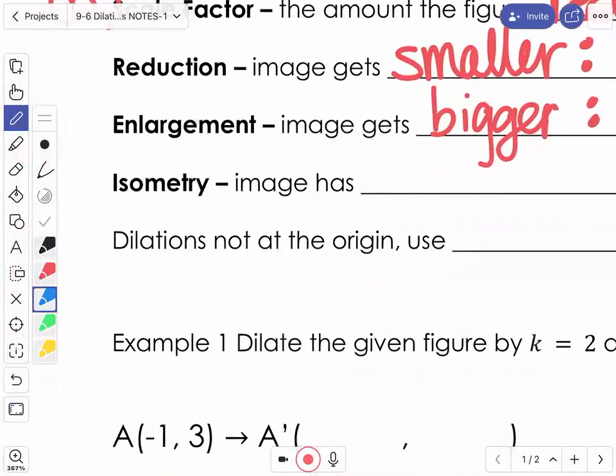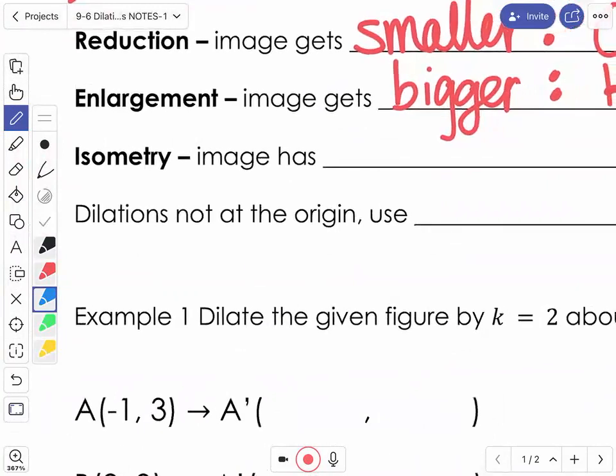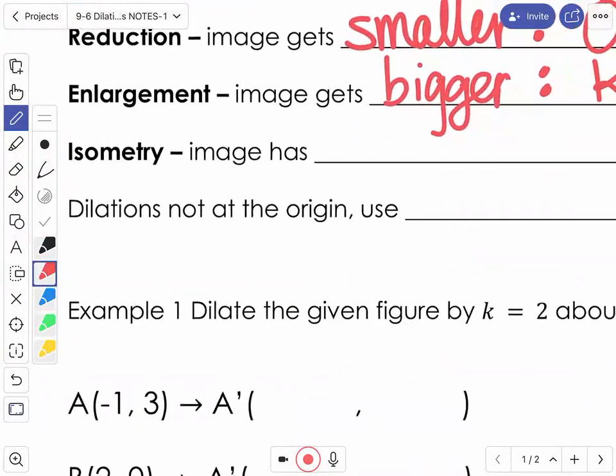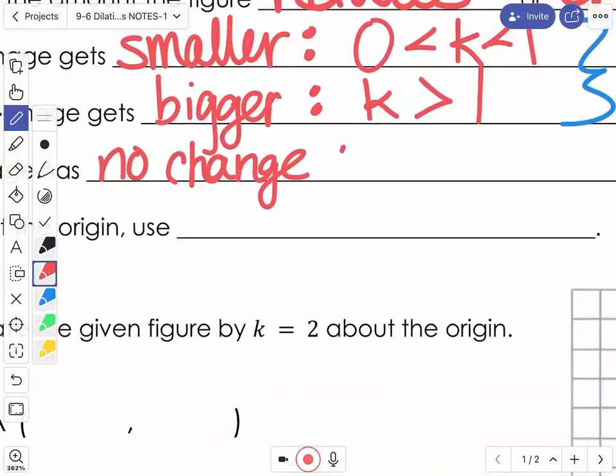So now, if there is no scale factor, or if there is no change, that is our isometry, which means the image has no change to it. And that means our scale factor is exactly 1. All right, that's where your translations, the rotations, and the reflections happen. Those are all isometric transformations because there's no change in the size, only its position.